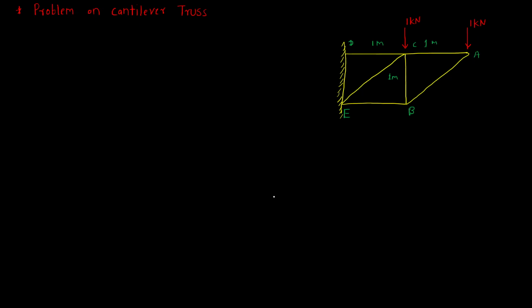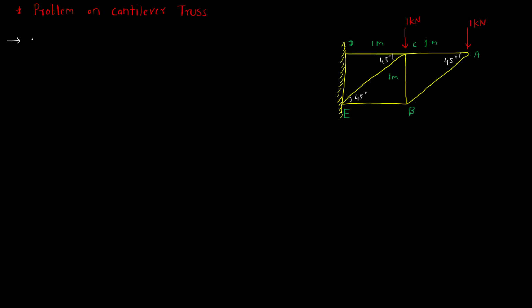Okay, so now we'll discuss one problem on cantilever truss. So this is a cantilever truss A, B, C, D, E, and all dimensions are 1 meter. As both are 1 meter, that means this will be 45 degrees, this also will be 45 degrees, this also will be 45 degrees. Okay, so let's start now.